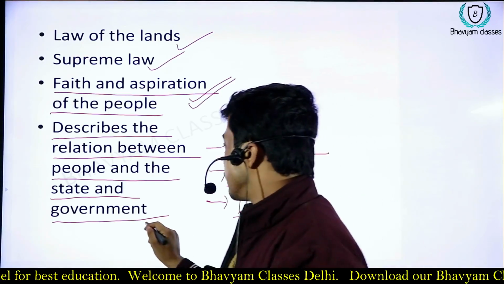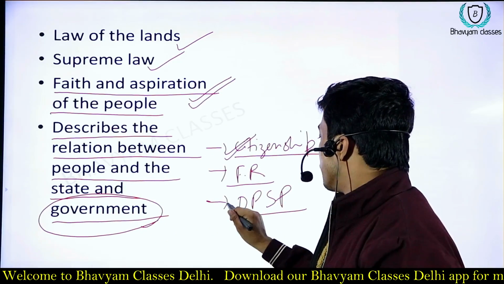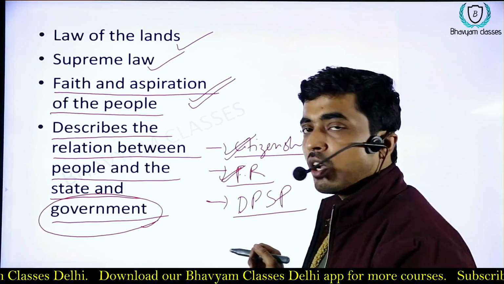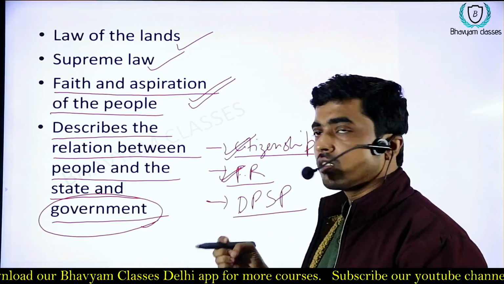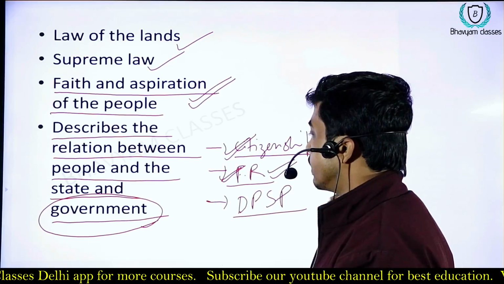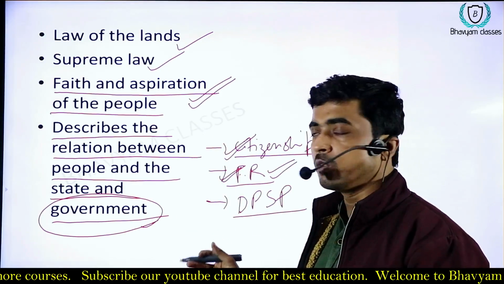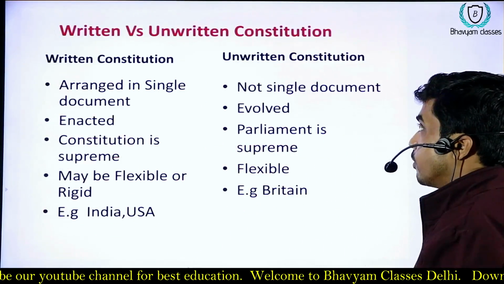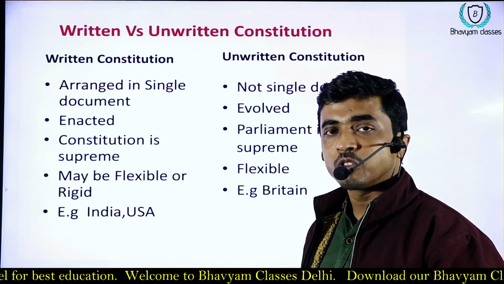And how does it describe the relationship with government? By protecting our fundamental rights. Government can't violate our fundamental rights, although there are some exceptions, but the basic point is that government can't violate our fundamental rights. That's how the constitution describes the relationship between people and the government. Now we will look at the difference between a written and unwritten constitution.